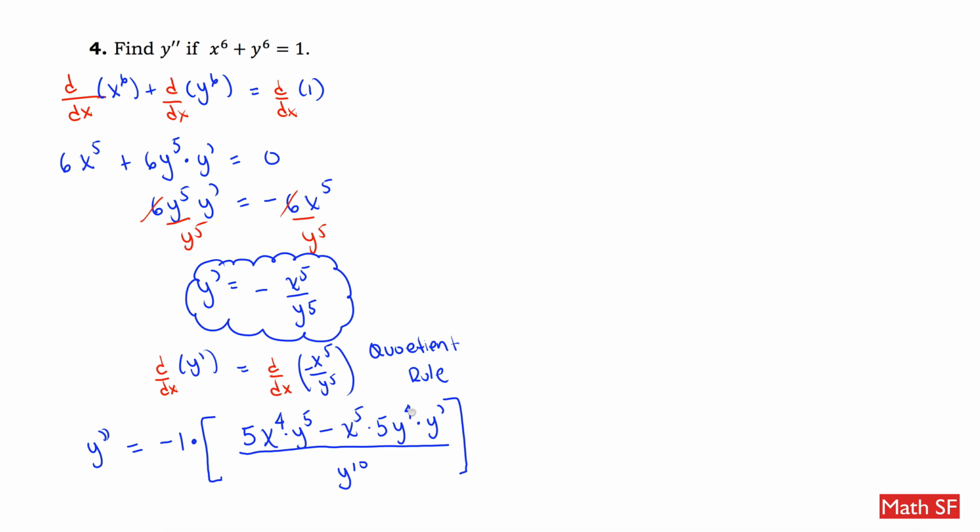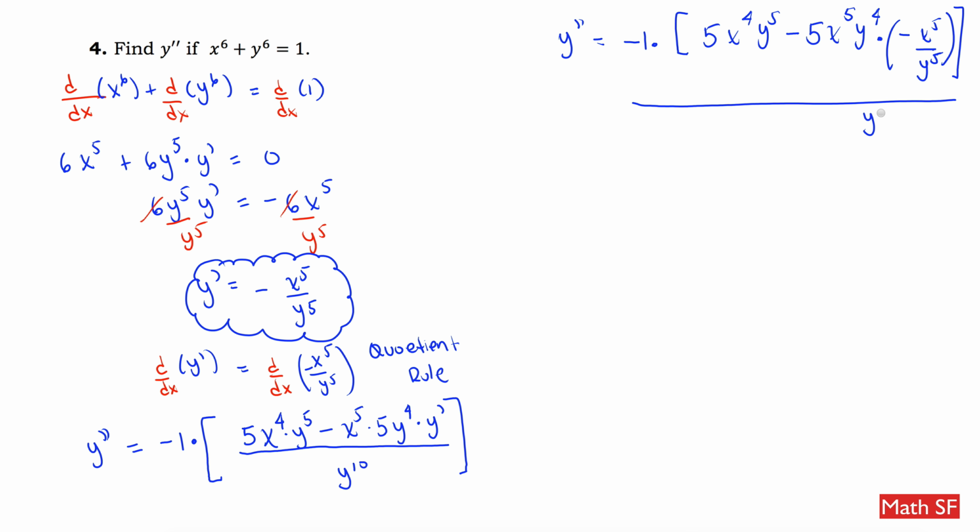All right, so we're going to have to use this one here. I'm going to write y double prime is equal to negative 1 times all of these guys here. But now see, this is 5x to the 4 y to the fifth minus 5x to the fifth y to the 4 times y prime. But what is y prime? I put it here in a cloud. y prime is actually negative x to the fifth over y to the fifth. And all of this is over y to the 10 power.